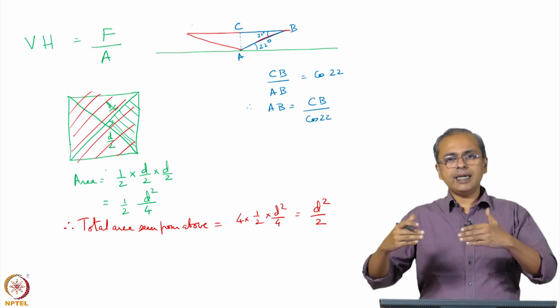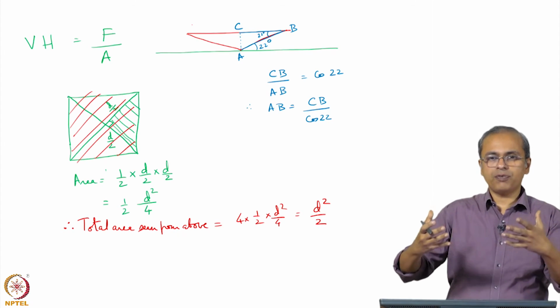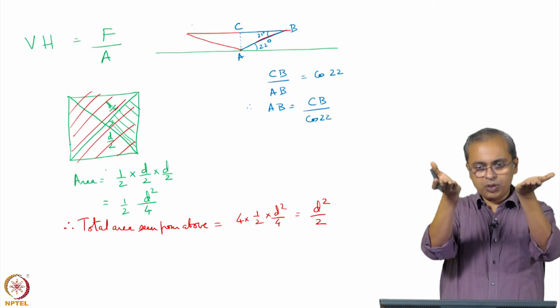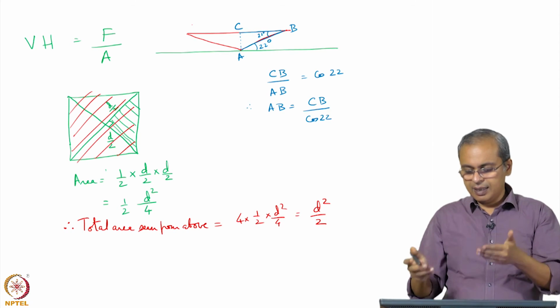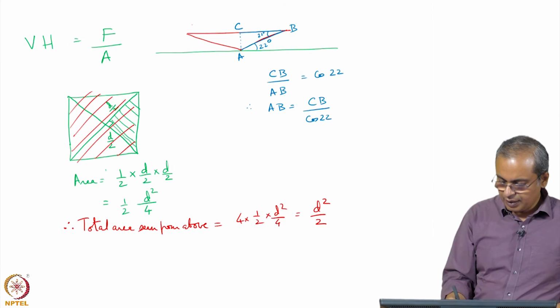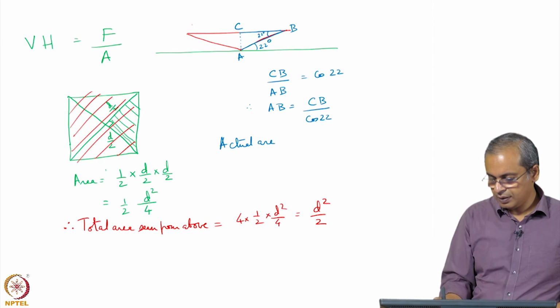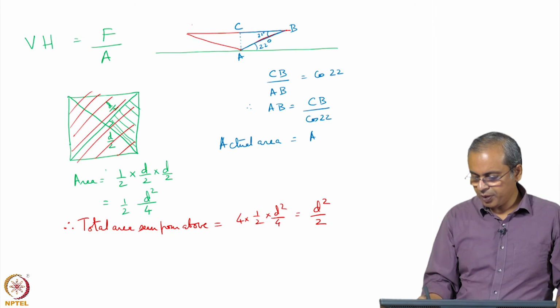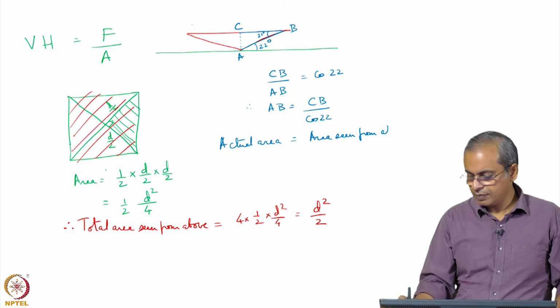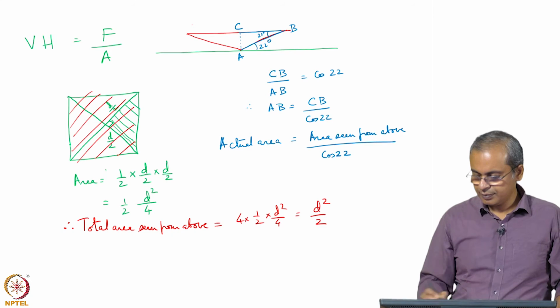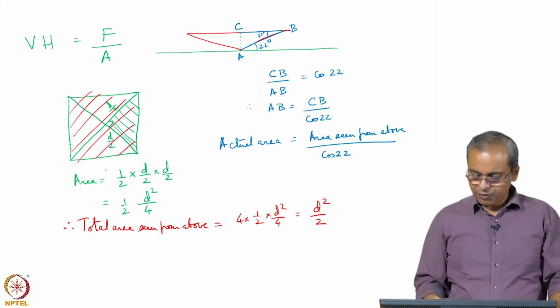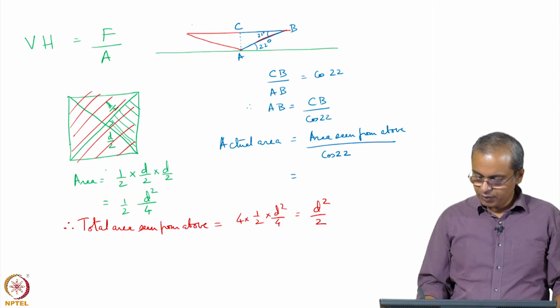So, that is a linear dimension, same thing will happen for the area. So, for the area, if you take the area flat and you want to see its projection at a 22 degree angle, that area, so actual area equals area seen from above divided by cos 22. Okay. So, therefore, actual area equals d square by 2 cos 22.